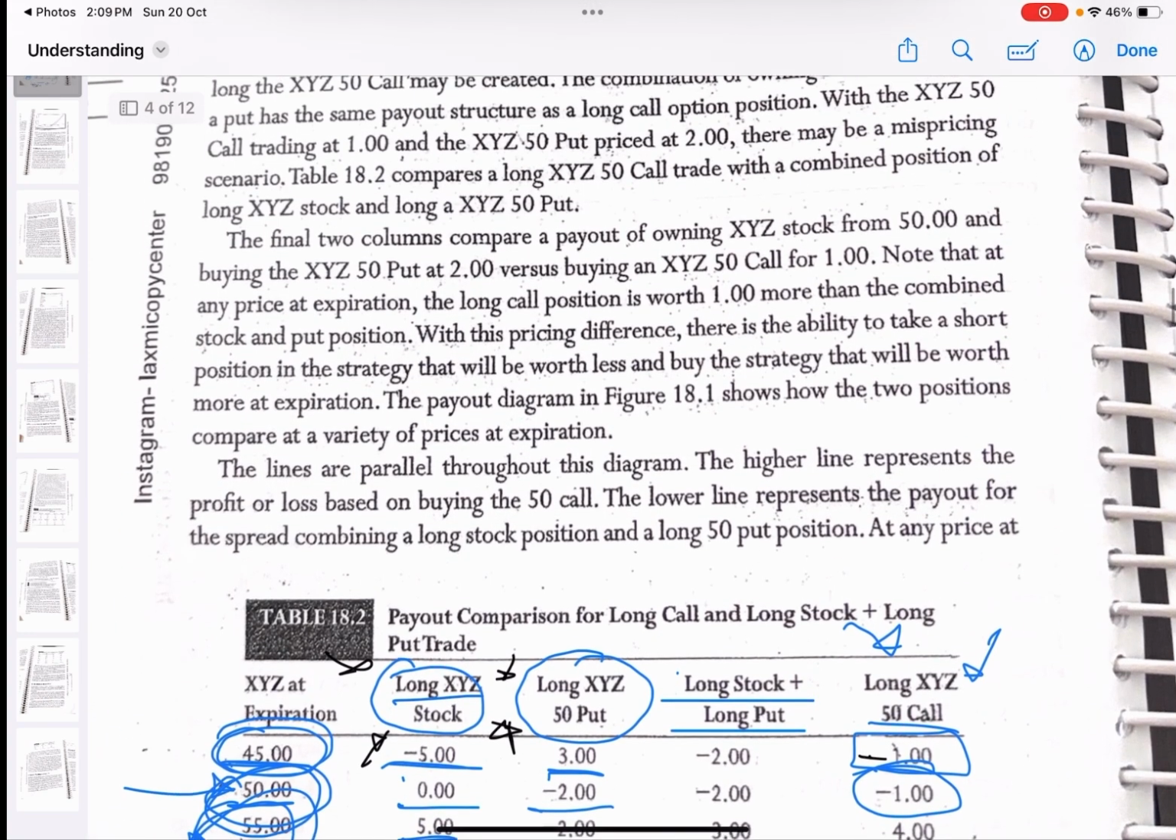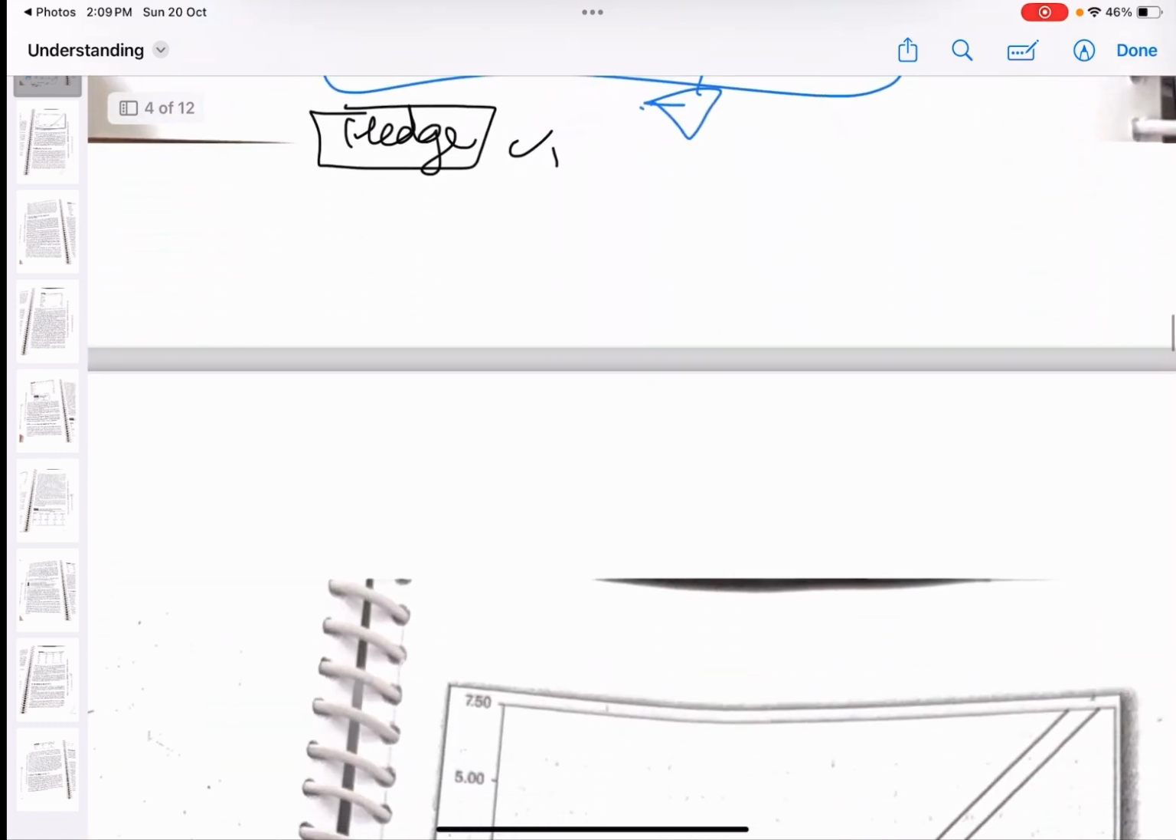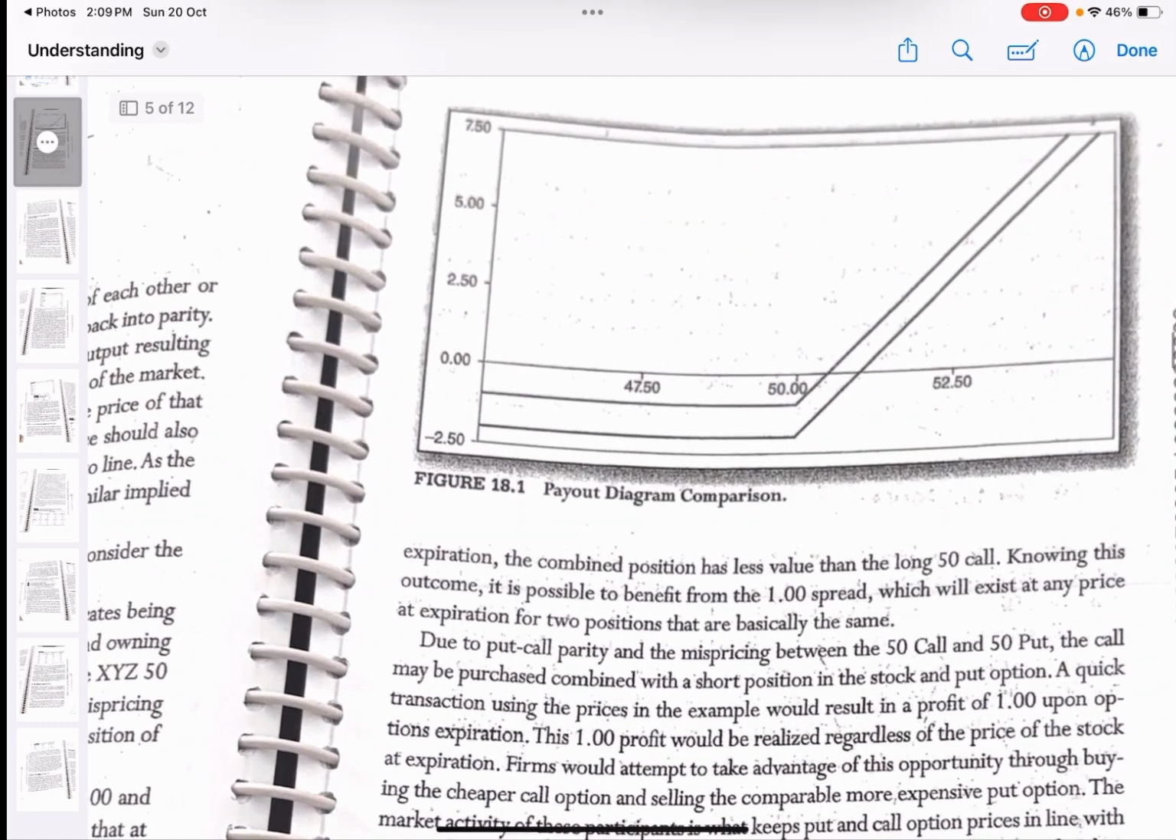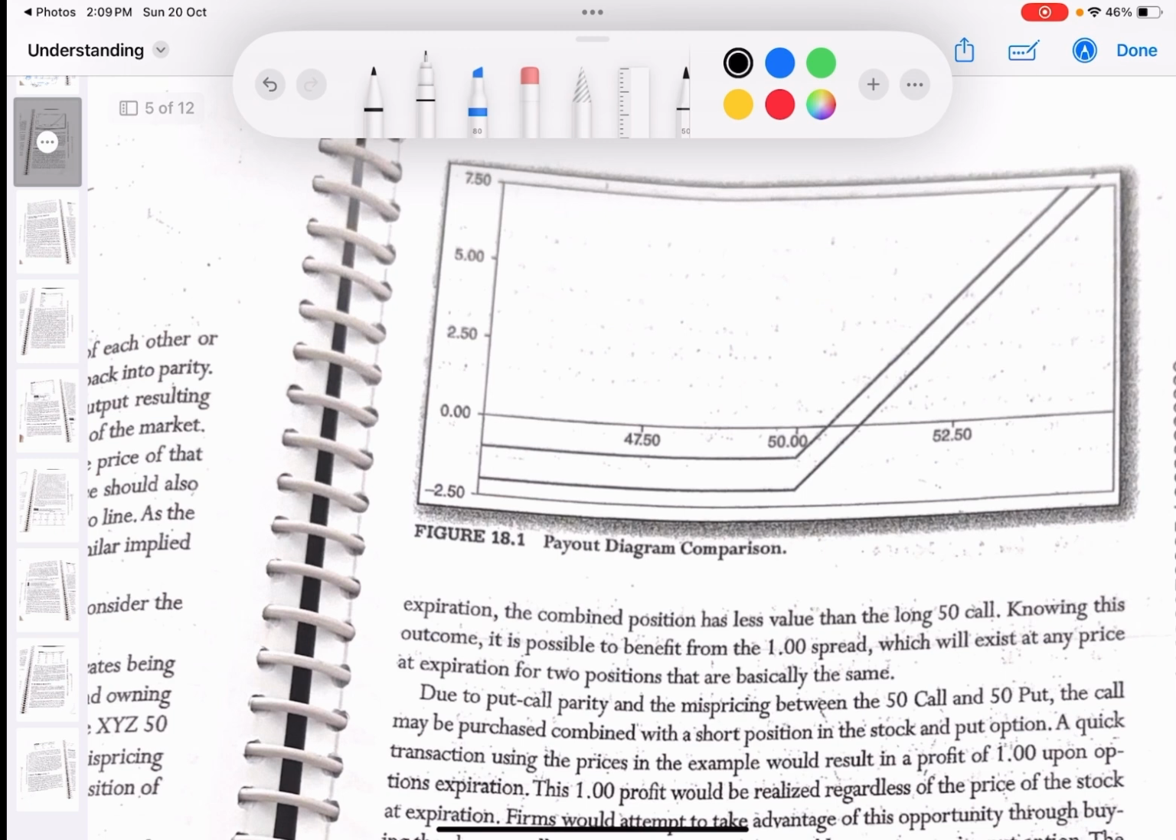Okay, so that is the payout graph. Look at this. This is the payout diagram comparison which we just discussed.